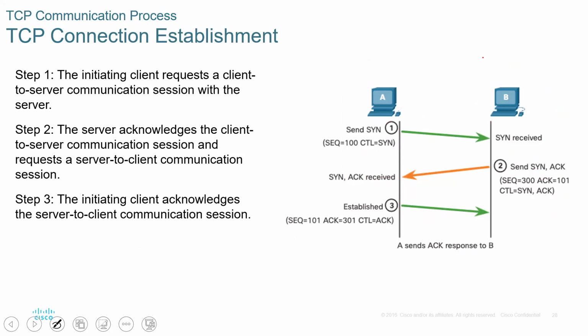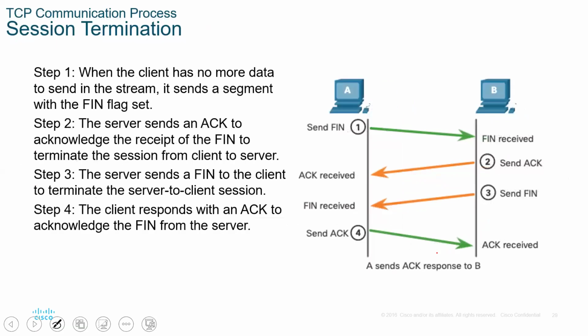So how is this connection established? There's what we call the three-way handshake. All right? You're going to see about it very soon. So step 1, the initiating client requests a client to server communication session with the server. That is this guy, the guy that sends the first initiation. Then step 2, the server acknowledges the client to server communication session and requests a server to client communication session. So this guy, the server, now accepts it. Then step 3, the initiating client acknowledges the server to client communication session. And then that is it. So the three-way handshake is complete. Once it is complete, then transmission of data begins.